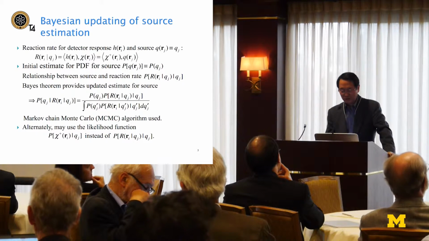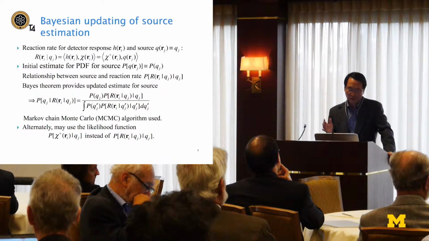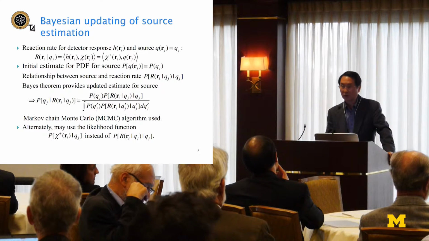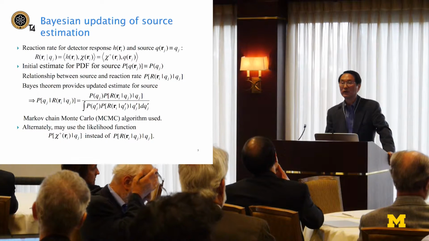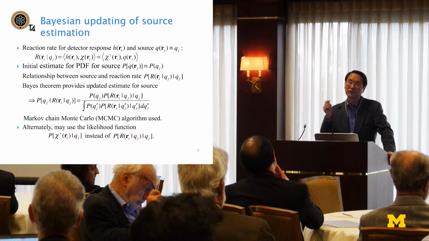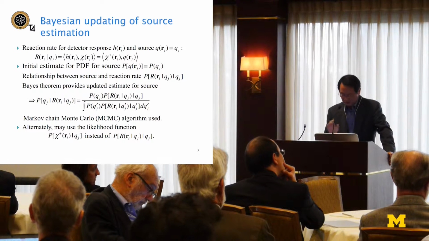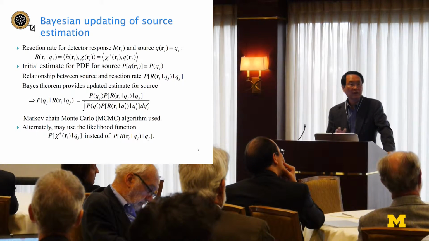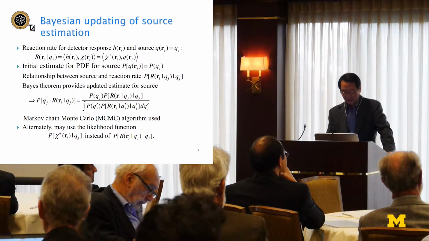So we begin with the initial estimate and use this function, which is called the likelihood function, and come up with an updated estimate of the source based on the use of the reaction rate we calculate with the adjoint estimated transport calculation. So this is the basic idea behind synthetic estimation of the source intensity and location and so on.